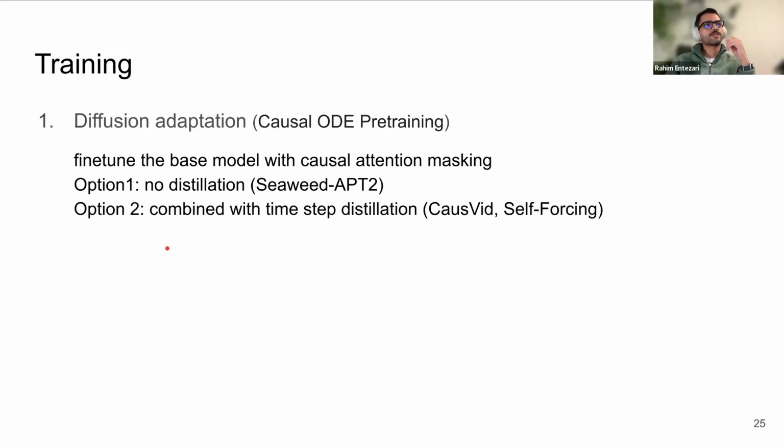So in diffusion adaptation, there are actually two sub-options. You can do no distillation, which is very straightforward, right? You take the base model, make the surgery with causal attention masking, and then fine-tune on your data set. This is like CausVid from the ByteDance paper. There is no distillation. Or some of the recent works like Self-Forcing and CausVid are from the same group. They combine this with timestep distillation to make it much faster. So distillation is not part of the diffusion adaptation.